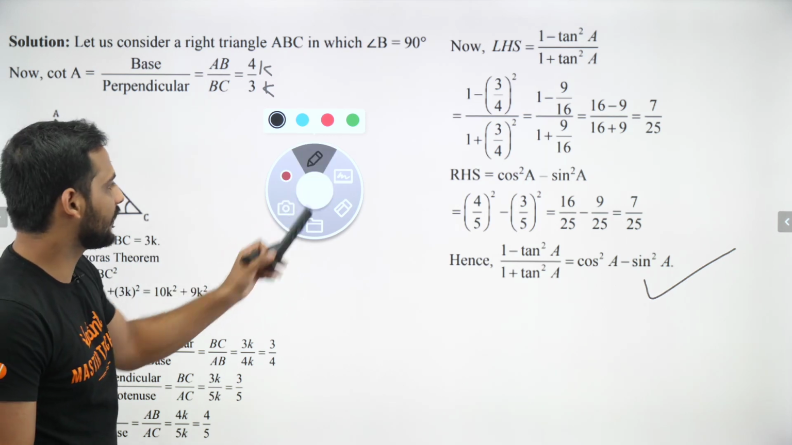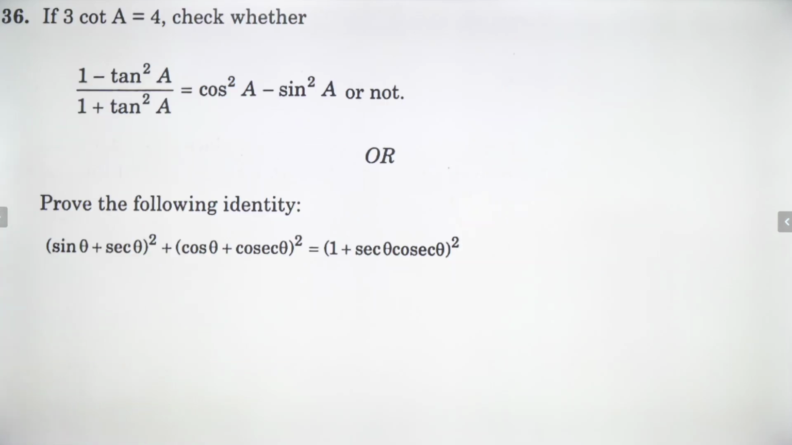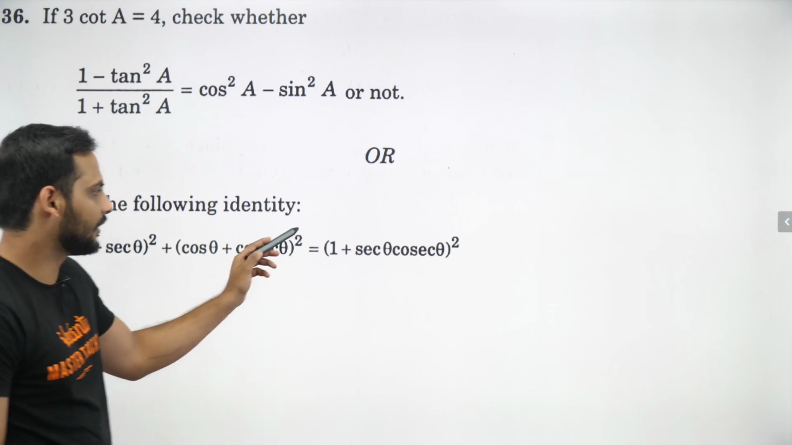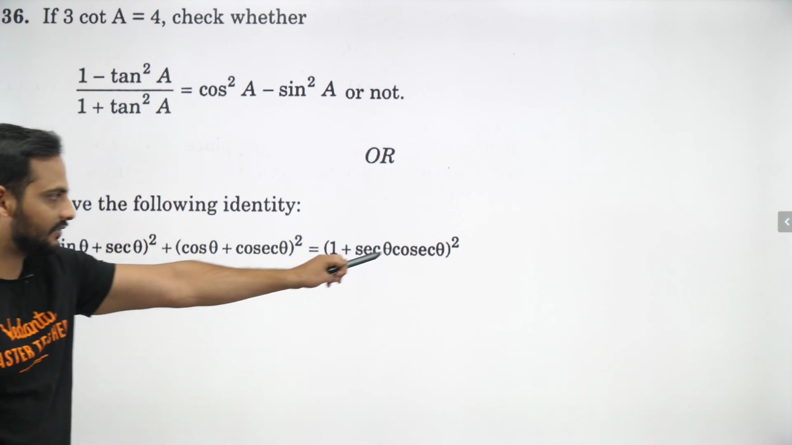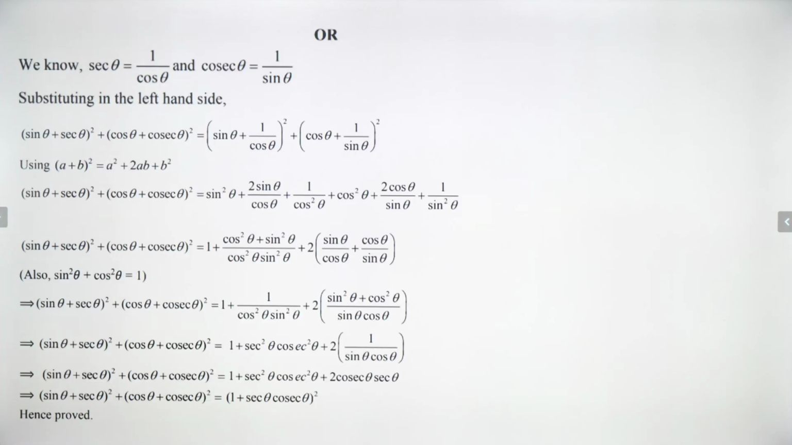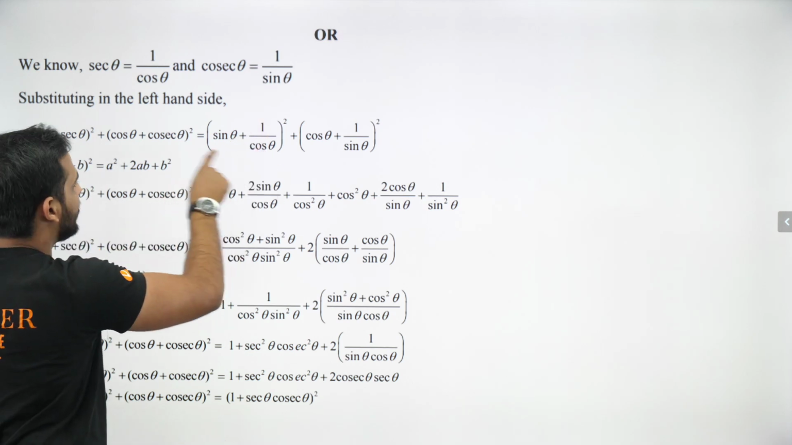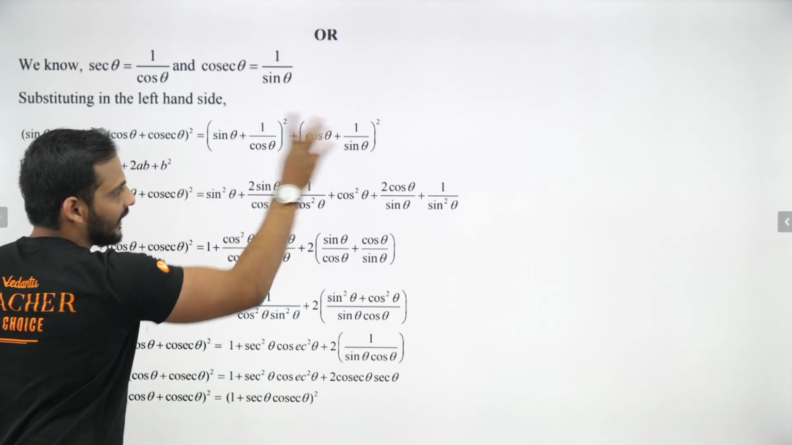Okay, now look, what was the next question? The next question which we had is this: (sin theta plus sec theta) whole square plus (cos theta plus cosec theta) whole square is equal to (1 plus sec theta cosec theta) whole square. Take care, what is RHS? This you have to create. So we don't have any other option. What will we do? Sin theta, sec theta I will write as 1 by cos theta, cosec theta I will write as 1 by sin theta, whole square.